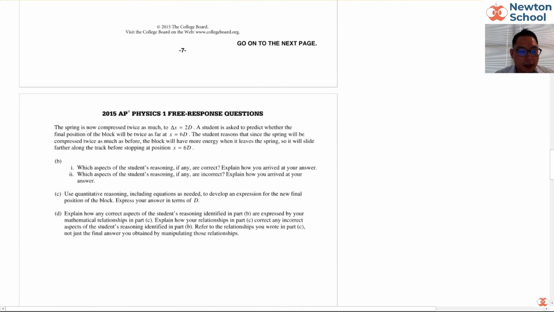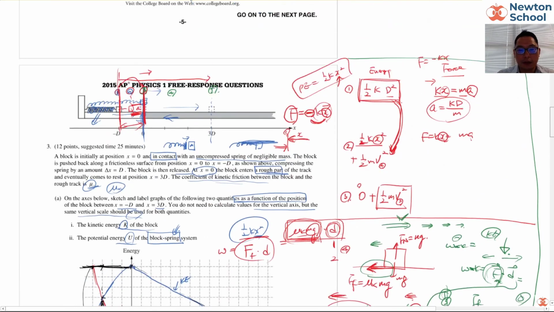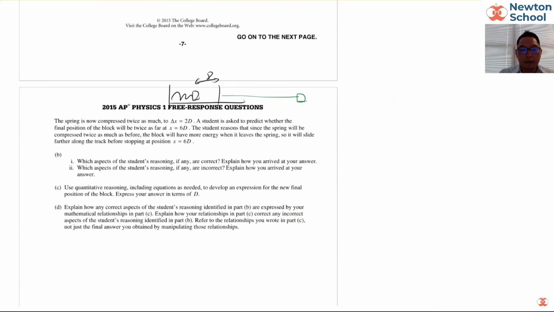Spring is now compressed twice as much, which is 2D. Remember before it was compressed by D, and then it slid out to, was it 3D? I think it was 3D, right? Yeah, it was 3D here. So when I compressed D, remember the work done by friction went to 3D, right?